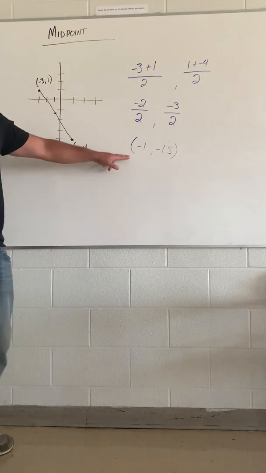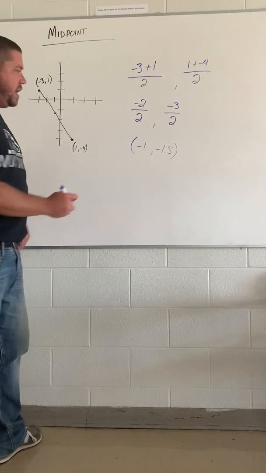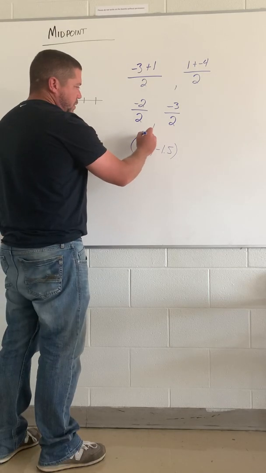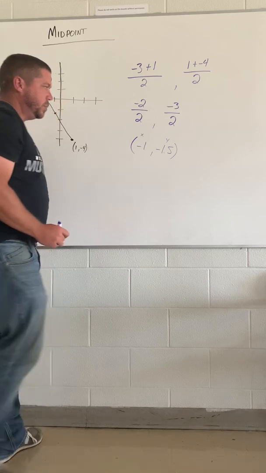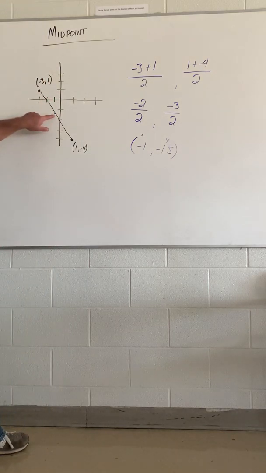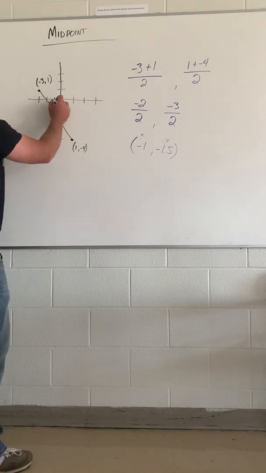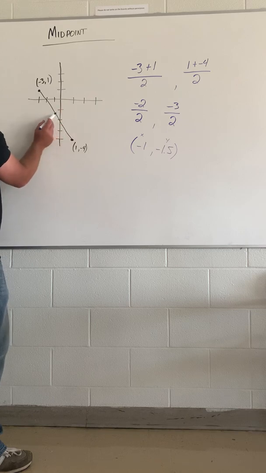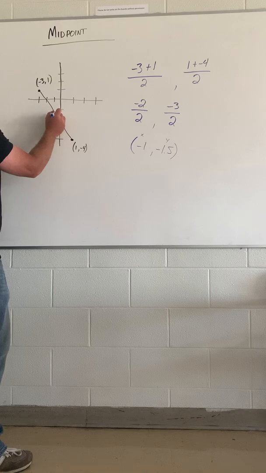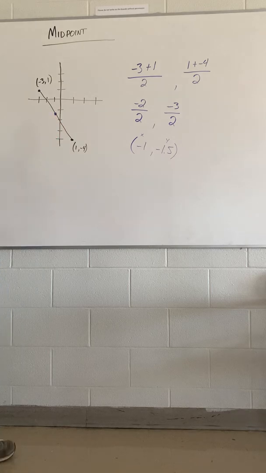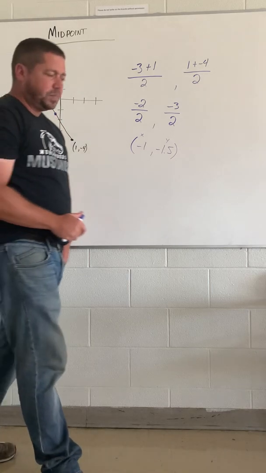So you see I've written it out as a coordinate point where I've got an x value and a y value, because wherever this point is, it's going to be a coordinate point consisting of both an x and a y. So -1, -1.5. I was pretty close there. You know, my line's not perfect, so it should be down just a little more. But that's the way we find the midpoint.